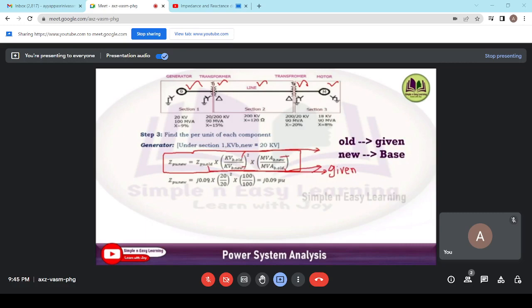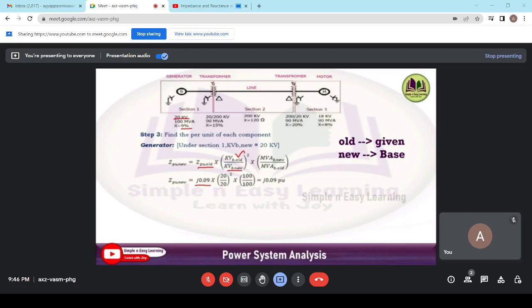So you need to substitute Z per unit new, that means Z per unit given. The given value for the generator is 9%, so 0.09 you need to substitute. Since it is a reactance, you can substitute J0.09 into kVb old, which is given. The generator is under section 1, so the given kV for the generator is 20 kV, divided by kVb new.